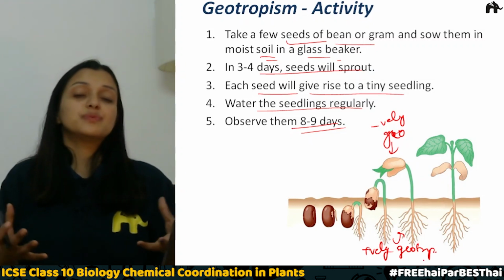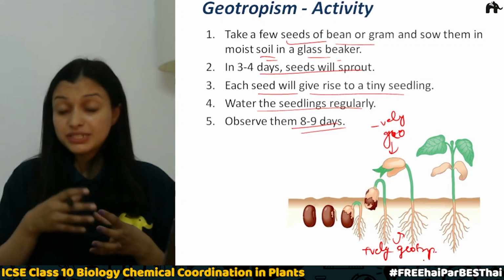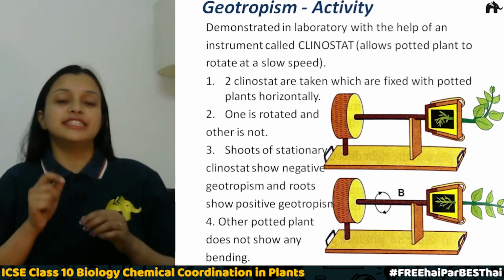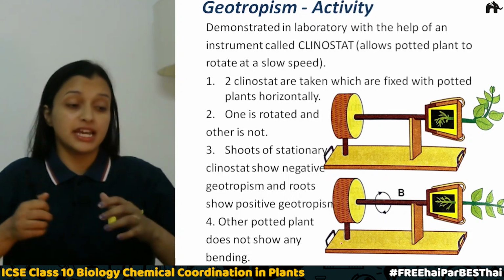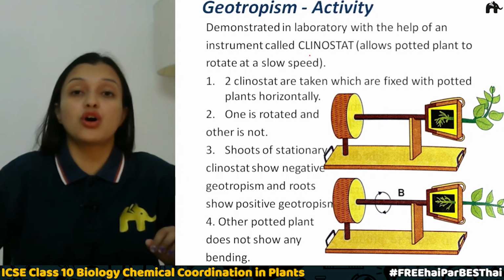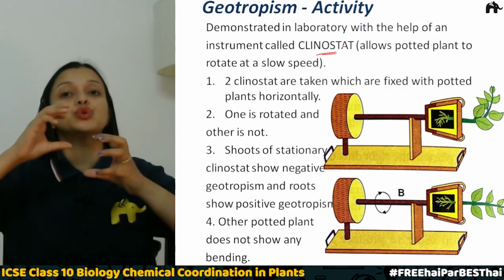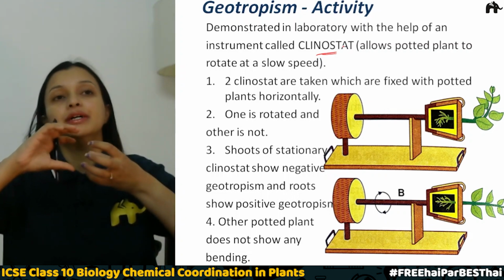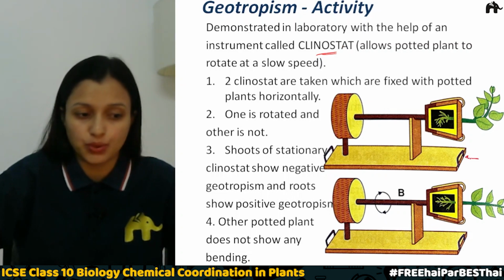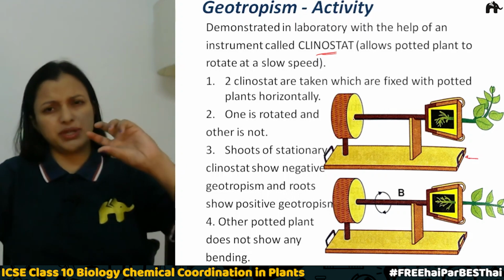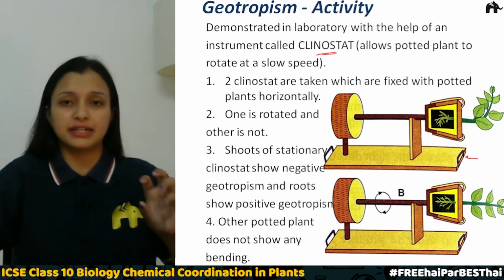These are the simple activities which can be performed at home, and you can understand these tropic movements by performing simple experiments at home. We already did one activity for geotropism. This is the next activity which can be done in a laboratory, right? There is an instrument which is called a clinostat. It allows the potted plant to rotate at some speed, at low speed, you can say. It looks something like this. This is a stand over here. This is a drum kind of a thing which can rotate, and this is the rod with which this potted plant is connected.